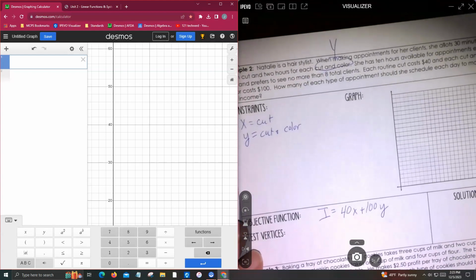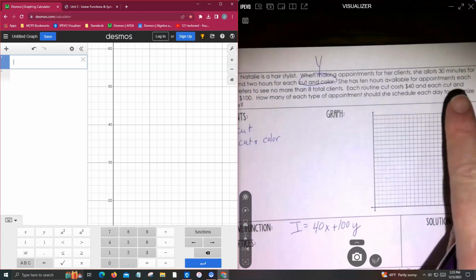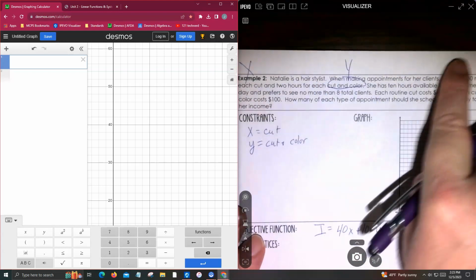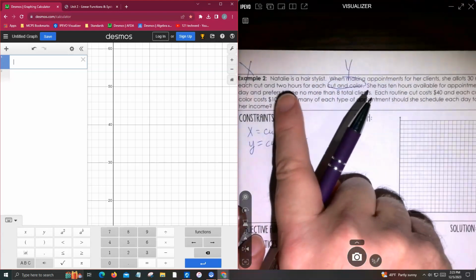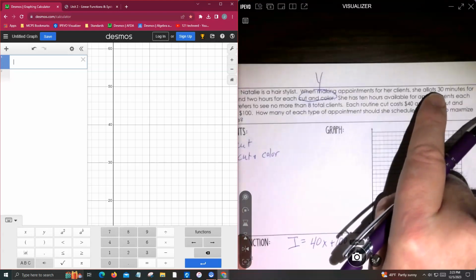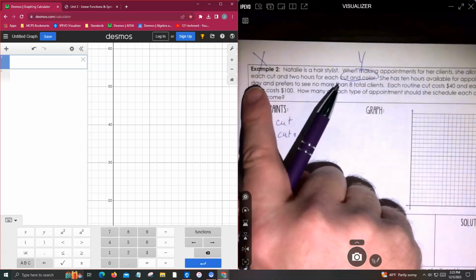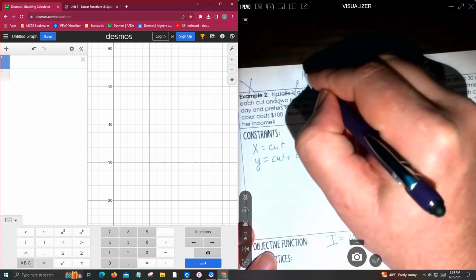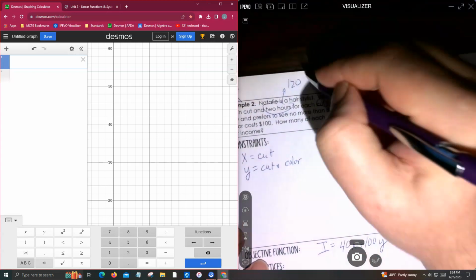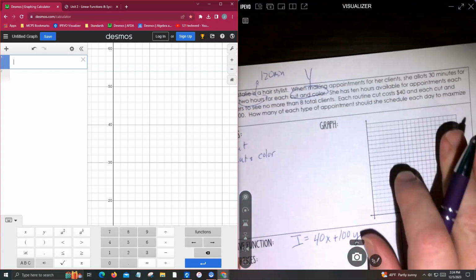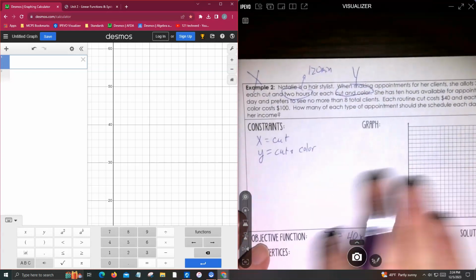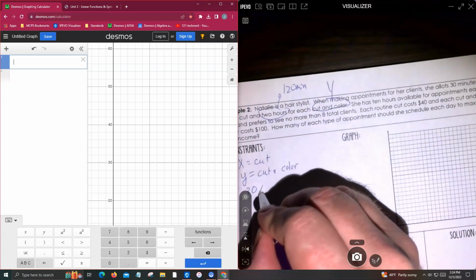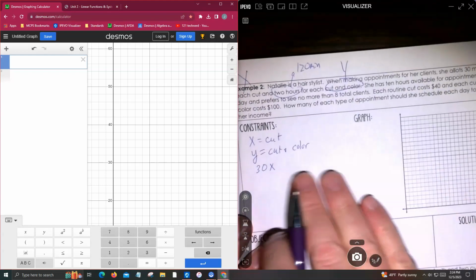First, she allots 30 minutes for each cut and 2 hours for each cut and color. The tough part, and you have to pay attention, is that this is in minutes and this is in hours. You can put it in hours or in minutes, it does not matter, just pick one. Since this is in minutes already, I'll change 2 hours to 120 minutes, so that I'm not comparing minutes to hours. I think the answer key does it slightly differently, but this is the way I'm choosing to do it.